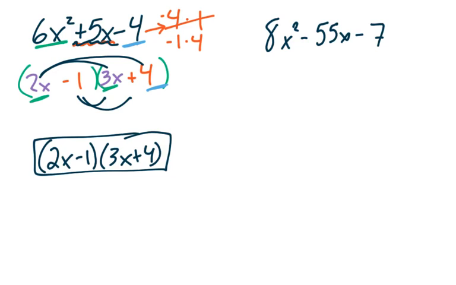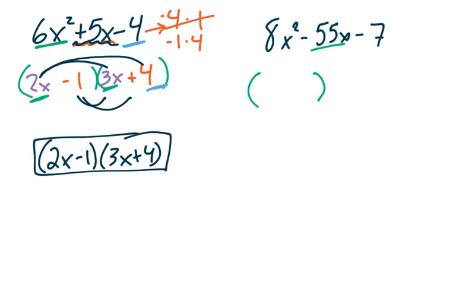The second problem we're going to try is 8x squared minus 55x minus 7. One thing that I noticed about this one right away is that 55x is kind of a big number, and that means I almost want to play with the bigger numbers rather than breaking it down to smaller numbers. So first we check for a GCF. Is there a greatest common factor that all three of these can divide? And the answer to that is no.